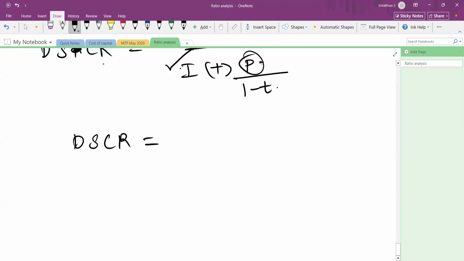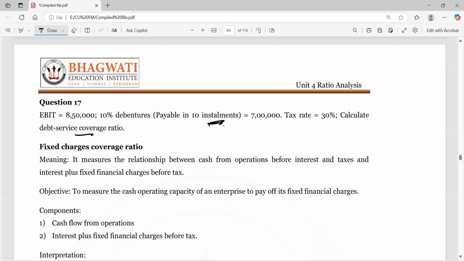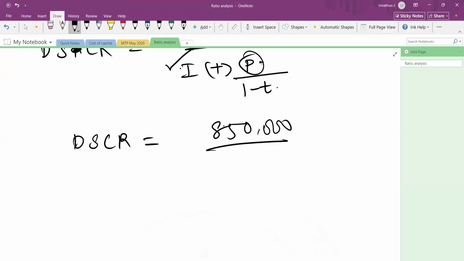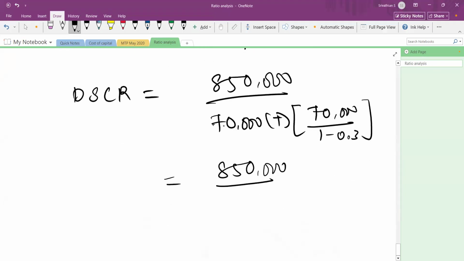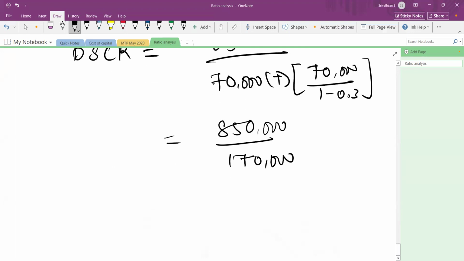Debt service coverage ratio is equal to, write down the alternate formula. 8,50,000 divided by interest, which is 70,000, plus principal, 70,000 divided by 1 minus tax rate. How much is it? 0.3. 8,50,000 divided by 70 plus 1,170. 17 into 5 is 85. So 5 times, right? So 5 times is your debt service coverage ratio. For every 1 rupee of obligation, there are 5 rupees of profit. Yes.